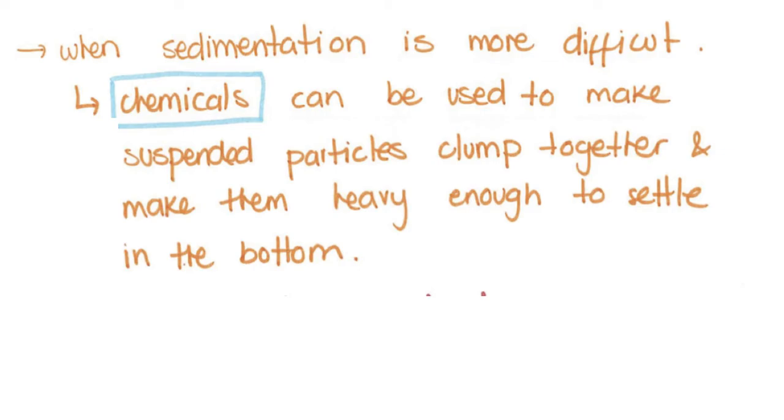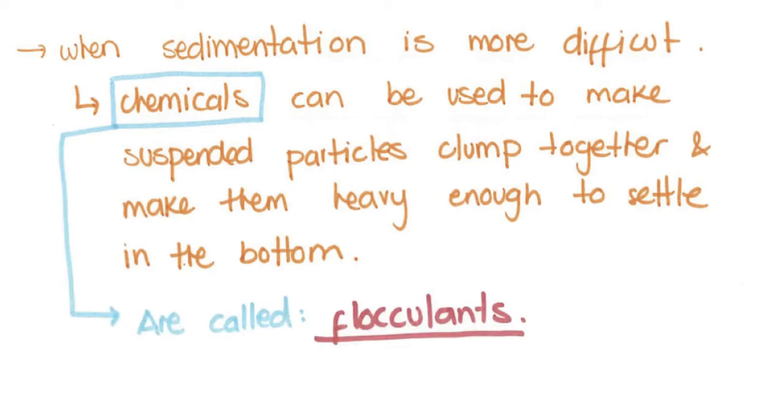When sedimentation is more difficult, so when it doesn't happen by itself, you can add a chemical. A chemical can be used to make suspended particles clump together and make them heavy enough to settle at the bottom. If you remember when we did cleaning water, you used two chemicals that you put into the dirty water, and then we left the water for I think 15 more minutes, and a sediment formed, and then you were able to filter that water with filter paper and obtain clean water. So sometimes chemicals can be used to help sedimentation. Those chemicals are called flocculants.